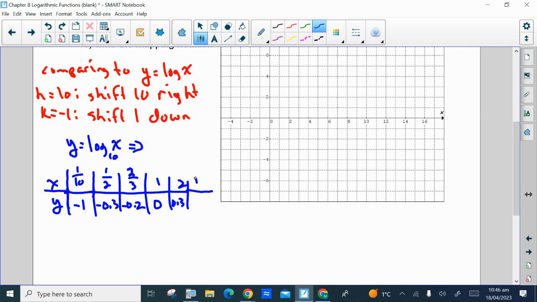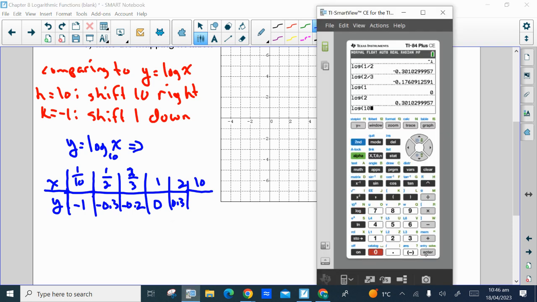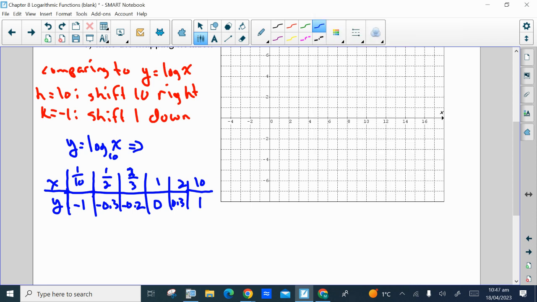Let's do one more point here. Let's let x equal 10. It'll be helpful if we have a couple points that only have integral values. So all this is doing is helping us graph the base function y equals log x. When x is 1/10, y is negative 1. When x is 1/2, y is negative 0.3. When x is 2/3, y is negative 0.2. When x is 1, y is 0.